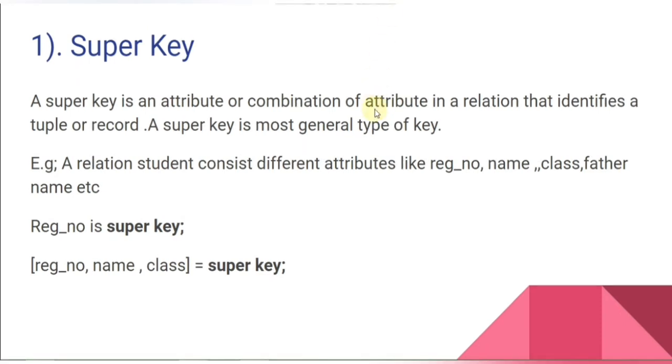So super key is an attribute or combination of attributes. It is a general type of key. If I have a student relation and I make the registration number a super key, it's a general type of key. And if I want to add more attributes to the super key, like registration number, name, class, all these things are called the super key. Let's move on to explore other types of keys.